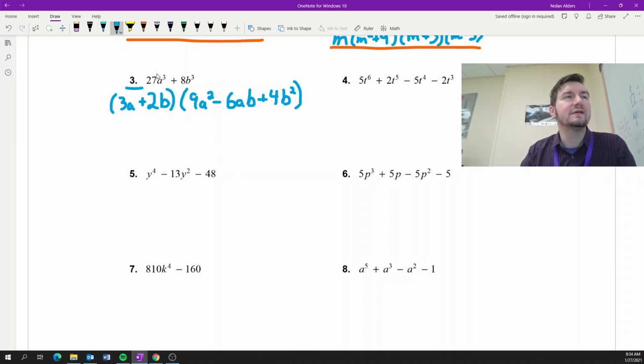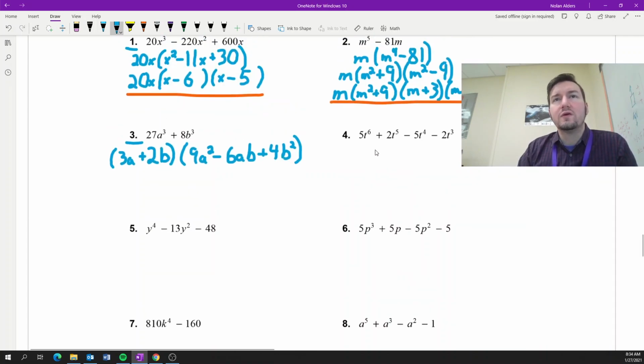So watch out for the sum of cubes and the difference of cubes because we have those special patterns that we can use there. Now for number 4, we're going to be using a method called grouping to get the answer to this one. So first of all, let's see what we can do here.